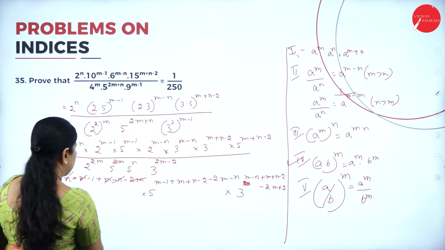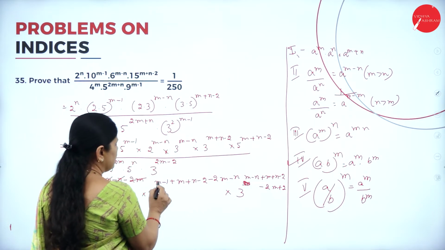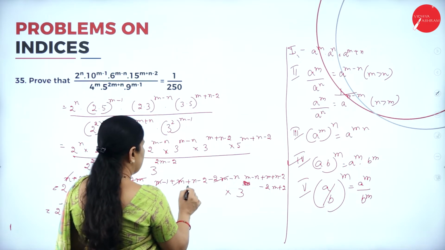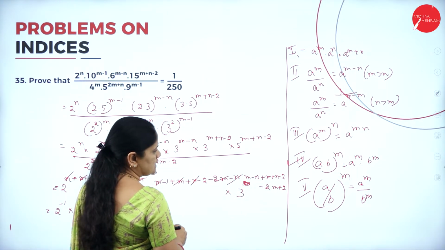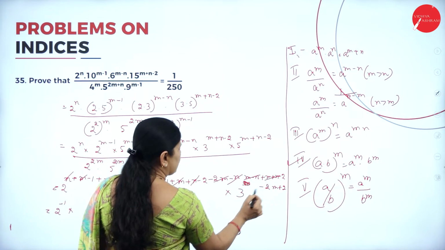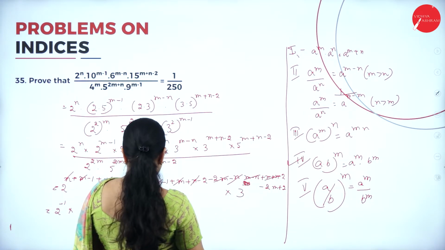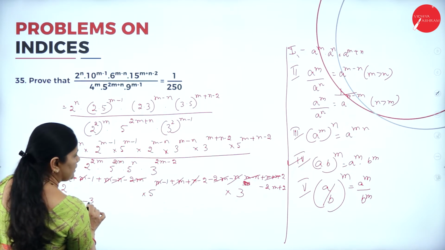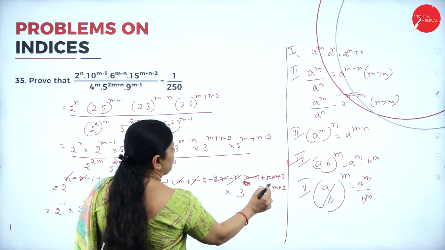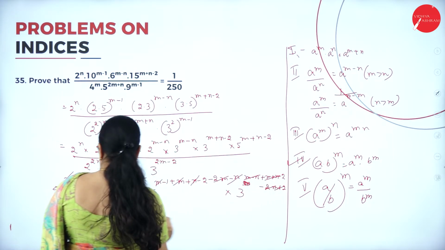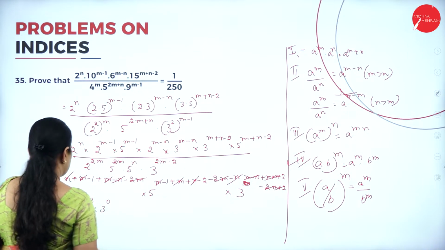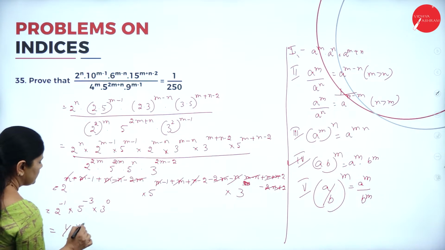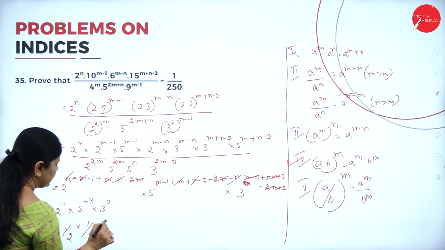Now, next I am having here 5. So, m plus m is 2m, minus 2m gets cancelled. Then plus n minus n gets cancelled. So, I am left with 5 to the power of minus 3. Then I am left with this, 2m gets cancelled. So, 3 to the power 0. So, next I will write it as 1 by 2 into 1 by 5 cube into 1.